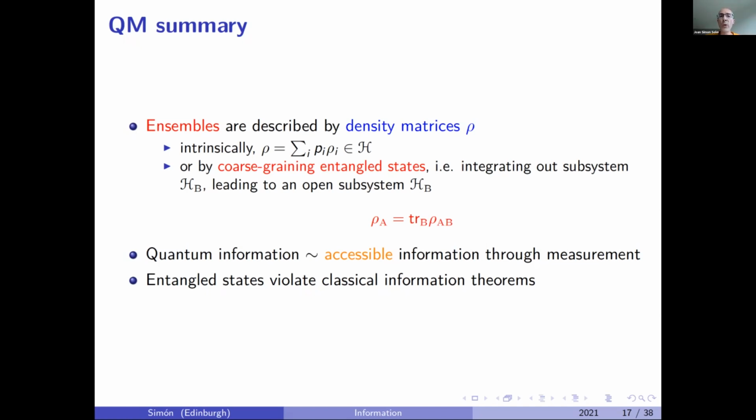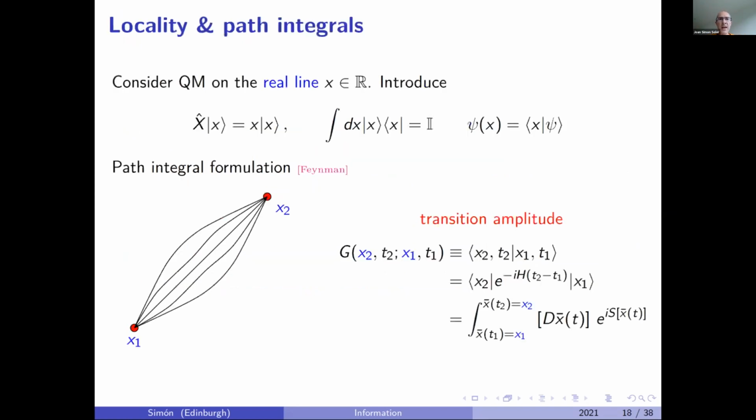So what have we learned? We have learned that the notion of ensembles in quantum mechanics is described by density operators. One natural way to come up with these systems is by coarse-graining, and coarse-graining in quantum mechanics means tracing out a Hilbert space. The natural notion of quantum information is accessible through measurements. Now, the issue of locality shows up in the following way.